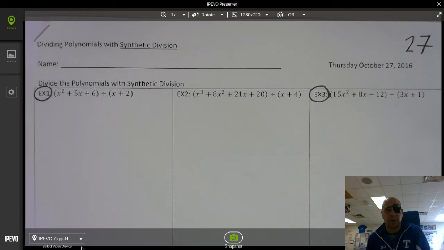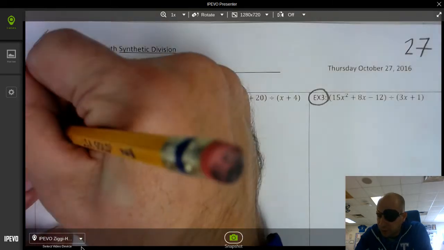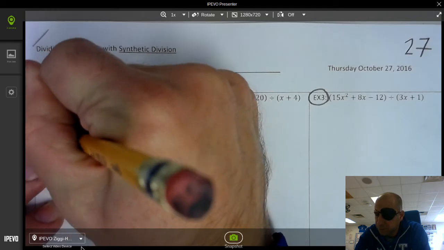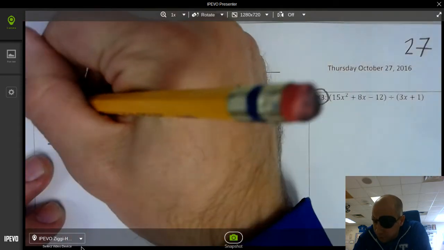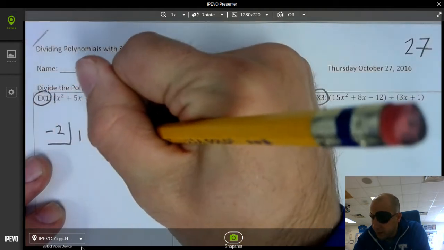I want you to see that you can divide polynomials with long division and synthetic division. And I think after you do this assignment, you'll find that you like synthetic division a lot better than long division. All right, so when we divide, remember this is a positive 2, so we actually do minus 2. All right, so now you take the coefficients. So this is a 1, so 1, 5, and 6.